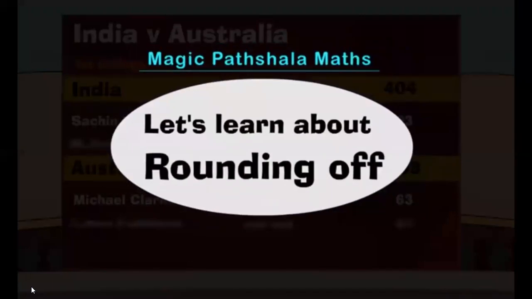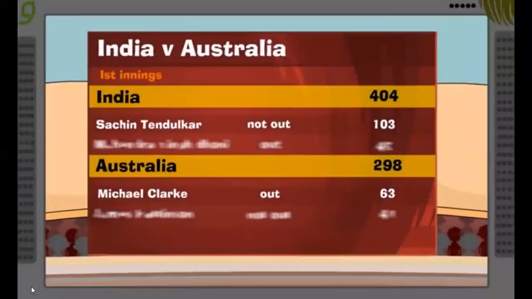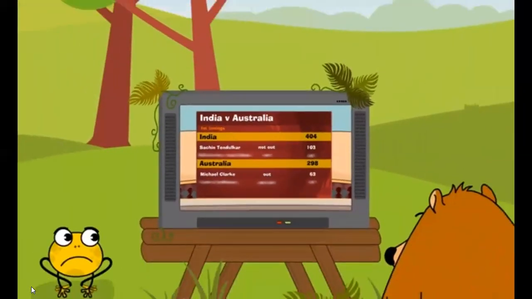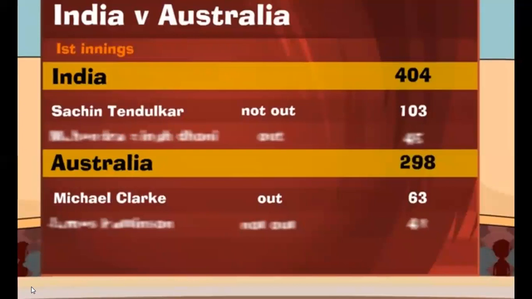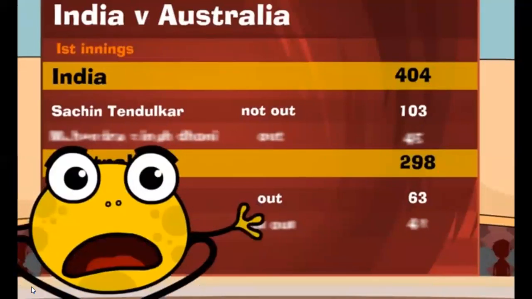Let's learn about rounding off. What happened? What's all the cheering about? Did someone get out? No. Sachin scored 100. We got a big lead over Australia now. Really? Wow! What is India's score? How much did Australia get? India scored about 400. And Australia had got around 300. That's wonderful. India's got a great chance of winning this test.